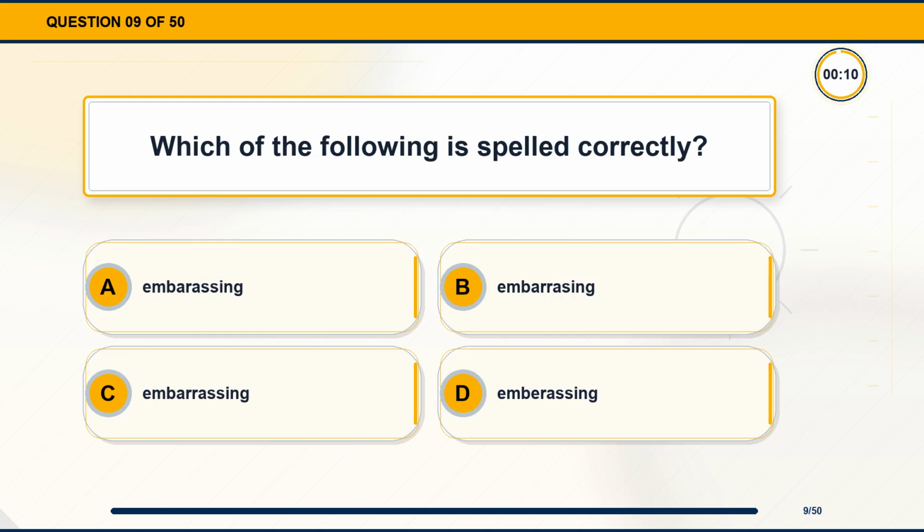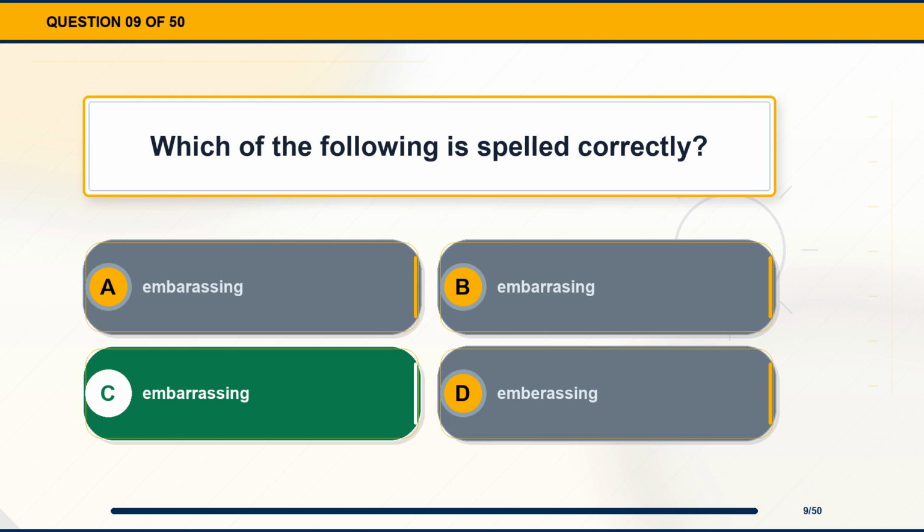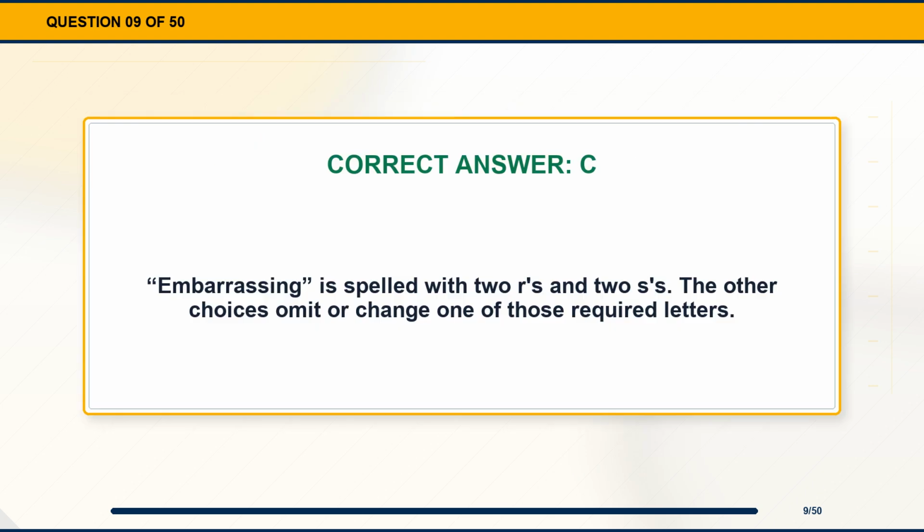Question 9. Which of the following is spelled correctly? Option C is the correct answer, embarrassing. Explanation. Embarrassing is spelled with 2 R's and 2 S's. The other choices omit or change one of those required letters.